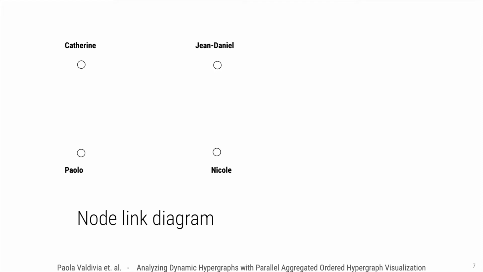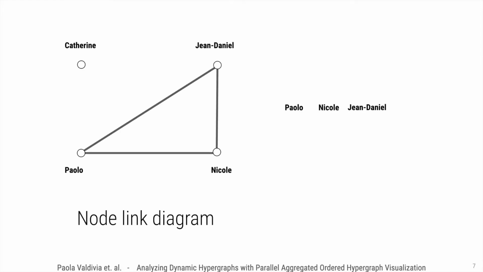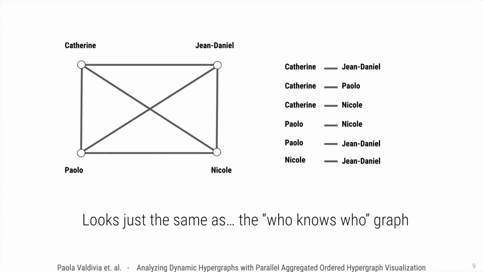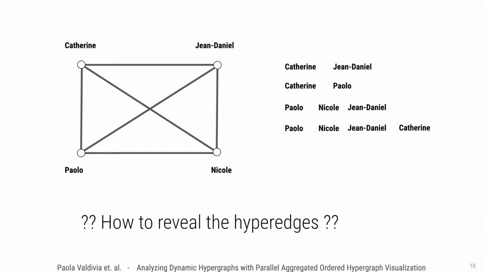Nodes are the same 4 people, but now each hyperedge represents an article. The first one was written by Catherine and Jean-Daniel, the second one by Catherine and Paolo, and a third one and a fourth. Sadly, it looks exactly the same as the who-knows-who graph. So how can we reveal hyperedges?